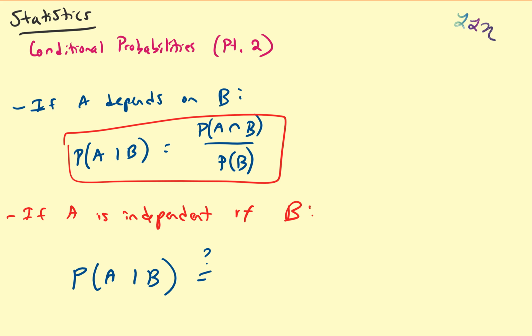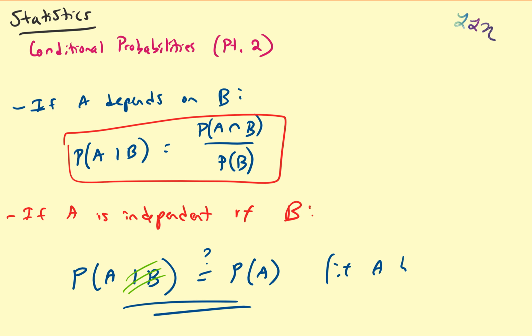If B has nothing to do with A, and A does not depend on anything else, then for the probability of A given B occurred, well, who cares about B, right? So that means the probability of A given B is just equal to the probability of A, if A has nothing to do with B, i.e. they're independent.